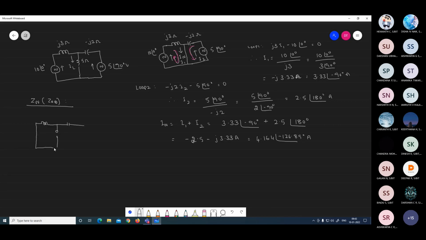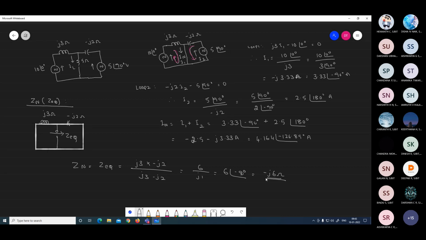This is the voltage source I shorted, and another voltage source that I shorted. Here this is the inductance and this is the capacitance. The inductance value will be J3 ohm, and it is minus J2 ohm. Looking from this terminal, find out the equivalent impedance. So Zn is equal to Z equivalent, and these are connected in parallel. J3 into minus J2 divided by J3 minus J2. J squared is minus 1, so minus into minus gives plus 6 divided by J1, that is 6 at an angle of minus 90 degrees, that is minus J6 ohm is the impedance.